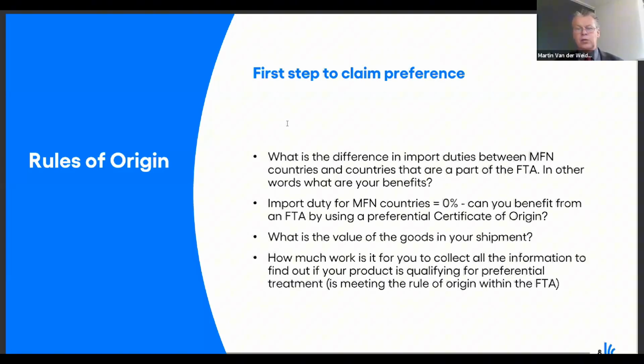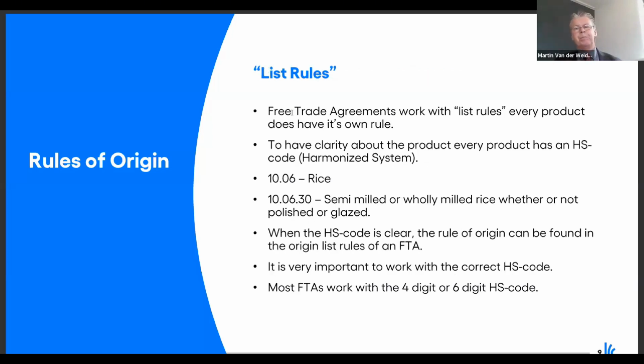On the other hand, if your shipment is 20,000 American dollars and it's still 10%, and with the preferential certificate of origin it's going to 0, yeah, that's a serious benefit for your importer, but also for you as an exporter. But this is always, I say, the first step. What's the benefit that the importer will get by paying less import duties? That was the first step.